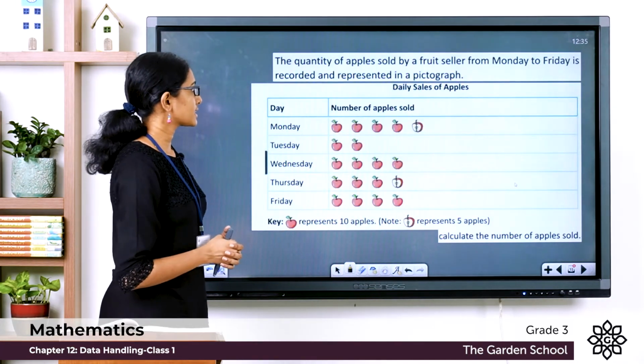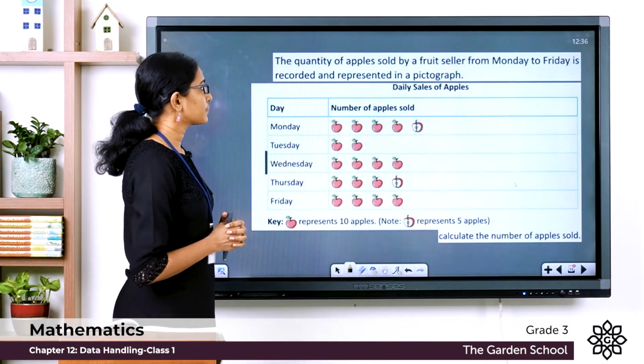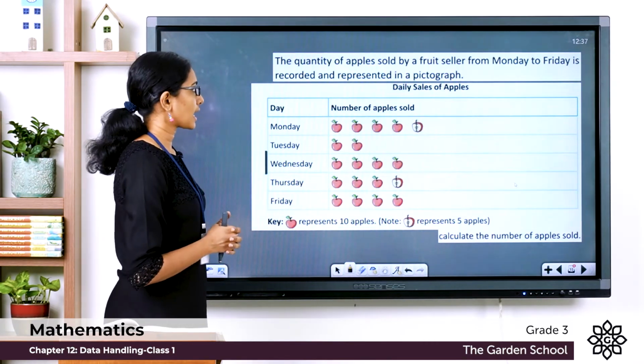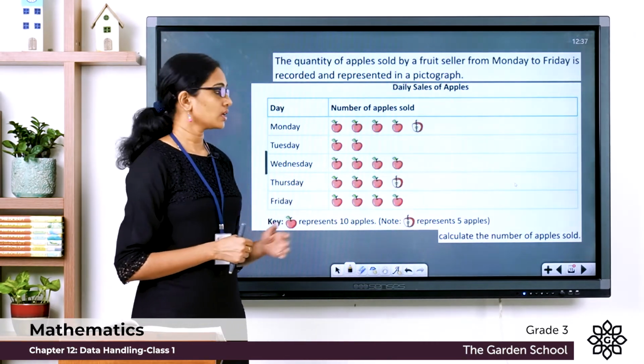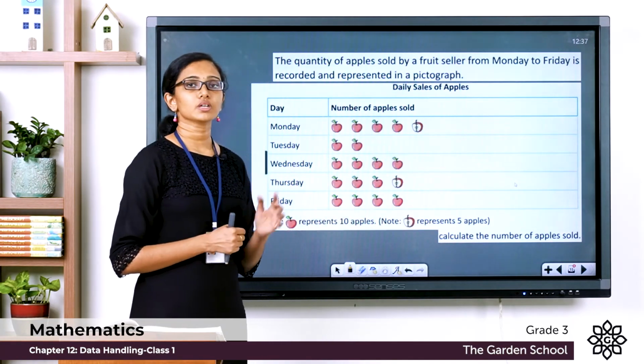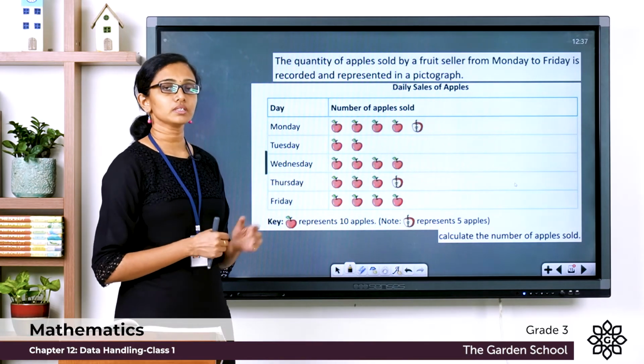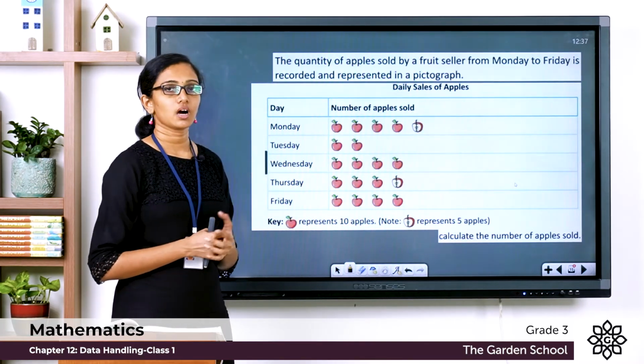Now we'll see the next example. The quantity of apples sold by a fruit seller from Monday to Friday is recorded and represented in a pictograph. You have to calculate the total number of apples sold on each day. How do we do that?